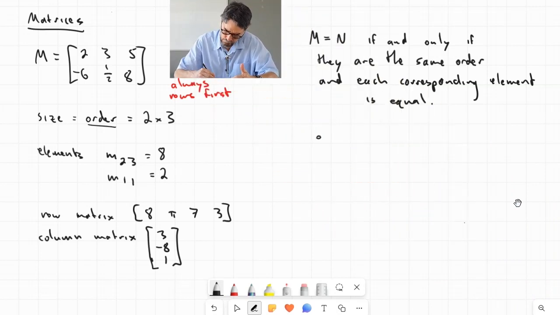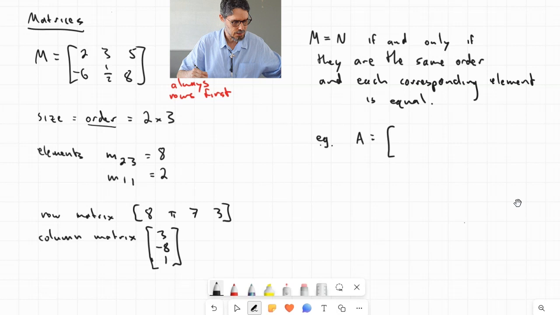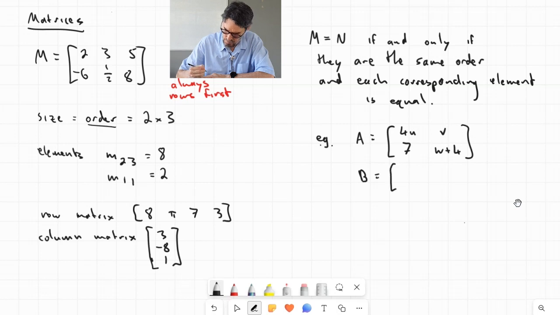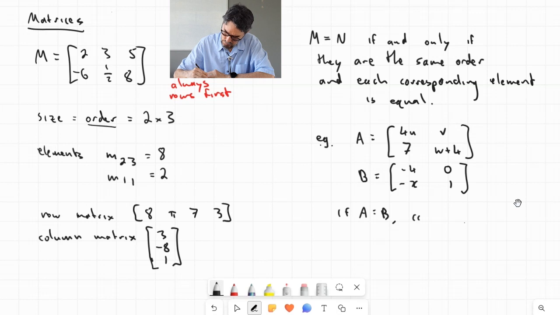So for example, suppose I have A being a matrix, what do my notes say here? I'm going to bring it a bit closer to me. For U, the 7, W plus 4, and B is minus 4, 0, minus X, and 1. And I'm going to say if A equals B, calculate U, V, W, and X.